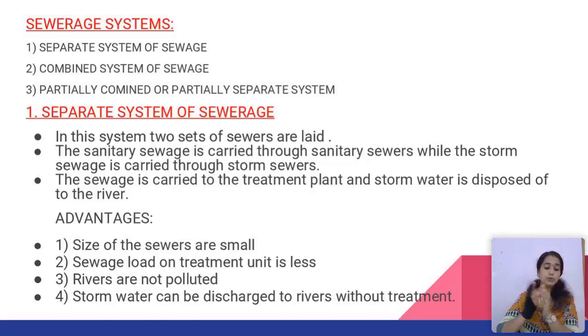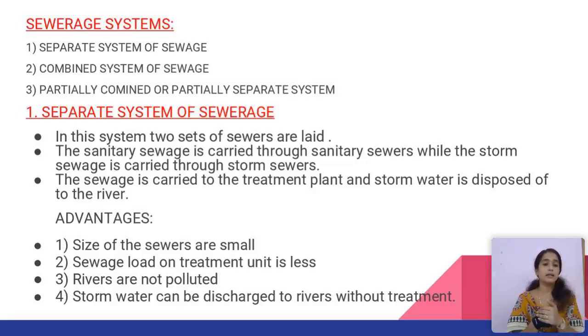In this system, two sets of sewers are laid. The sanitary sewage is carried through the sanitary sewers, while the storm sewage is carried through the storm sewers. The sewage is carried to the treatment plant and stormwater is disposed of to the river. The construction cost for this system will be less compared to other systems, because the quantity of our sewage is less.